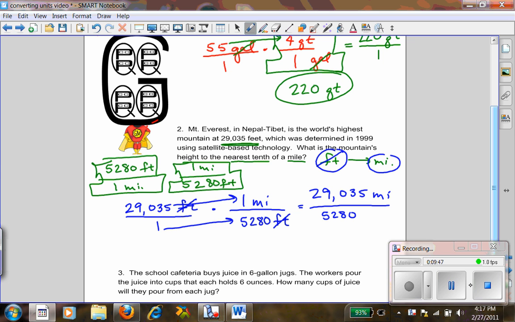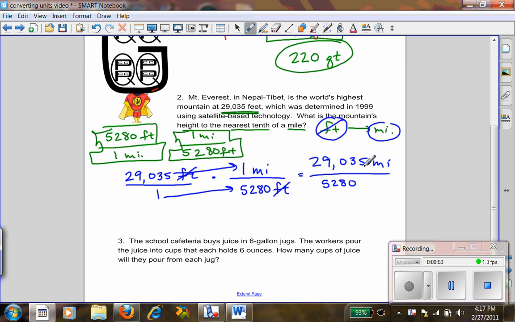Now, let's go to our calculator. All this says right here, this is just a fancy way of saying 29,035 miles divided by 5,280. So punch that into your calculator. You will probably need to round. Let's go to the nearest tenth. So this is going to be approximately how many miles? Punch it in and write it down.